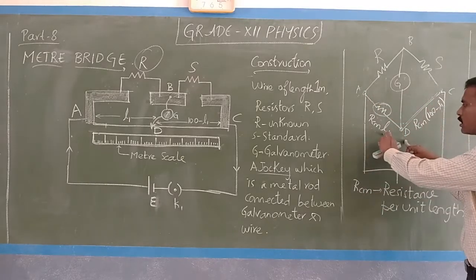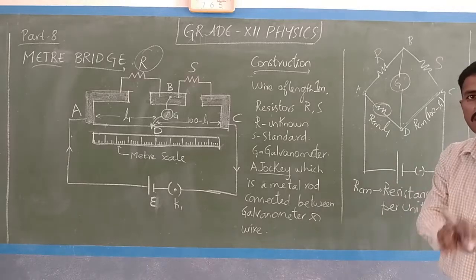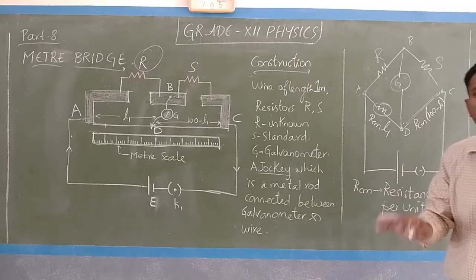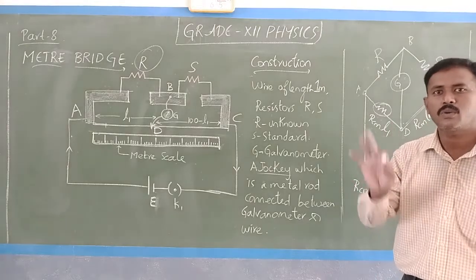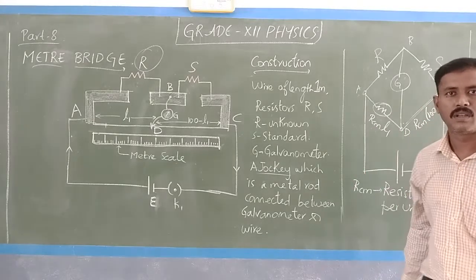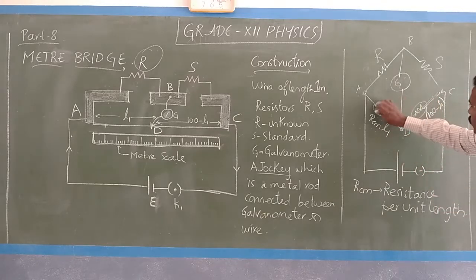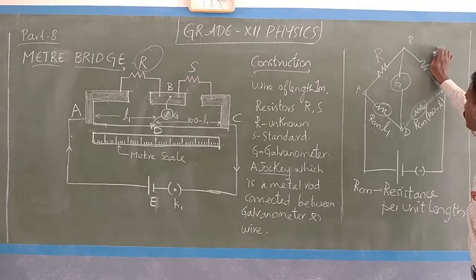So for a length L1, what is the resistance? RCM into L1. For a length of 100 minus L1, what is the resistance? RCM into 100 minus L1. Okay, so that is the way you represent this resistance. So here there is one resistance, here another resistance, and here another resistance.